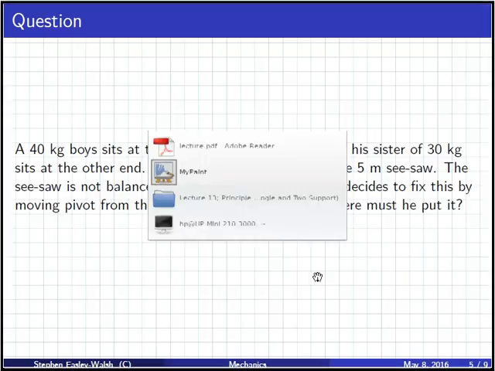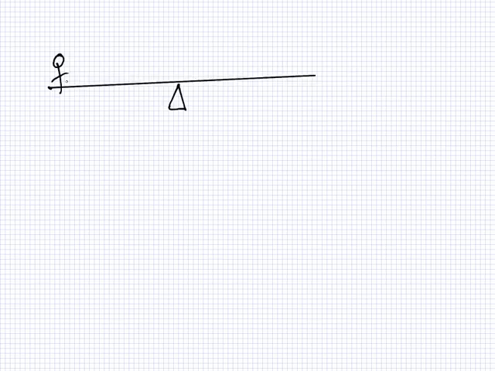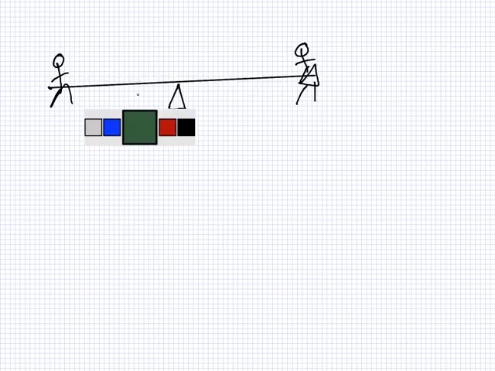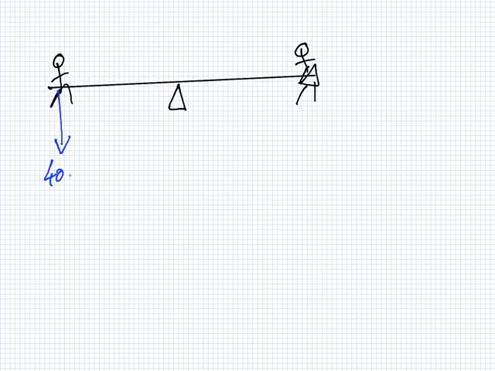So what you have here is the boy, and then here's the girl, and it's not balanced because he was 40 g, 40 times 9.81, and she's 30 g. So will it turn clockwise or anti-clockwise?